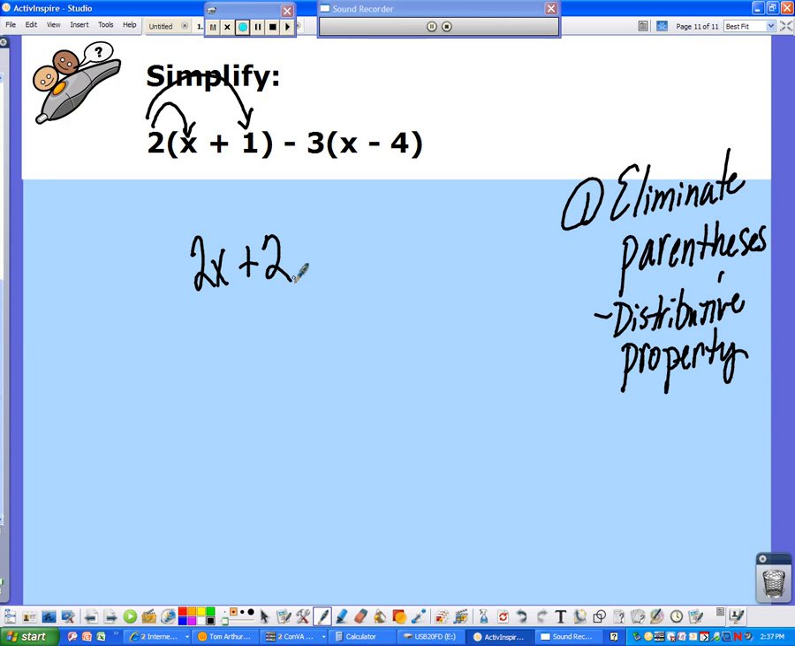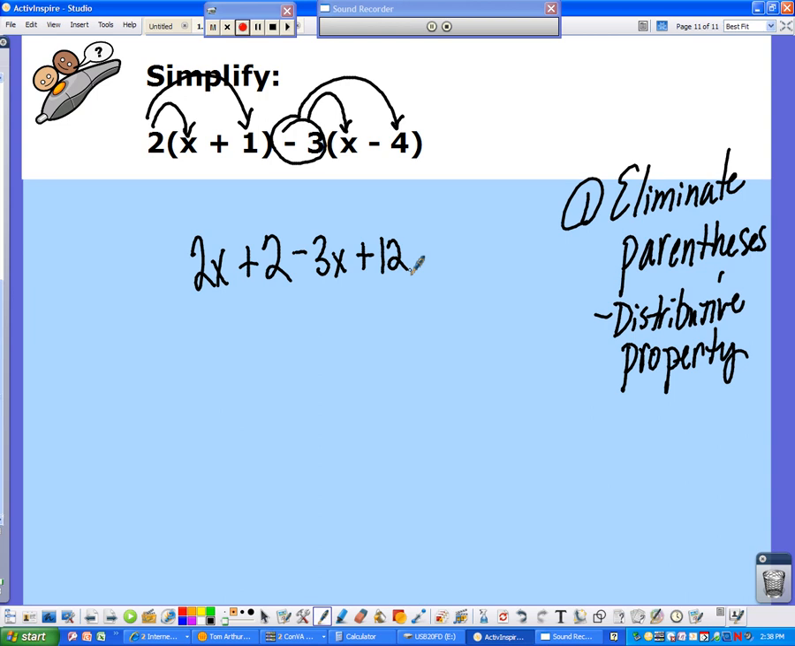Now, on this, I want to make a note and be careful that whenever you have an expression like this, the sign that's in front of that term has to go with it. So that negative has to go with the 3. So you're going to take negative 3 times x, which gives you negative 3x, negative 3 times negative 4, which gives you plus 12.